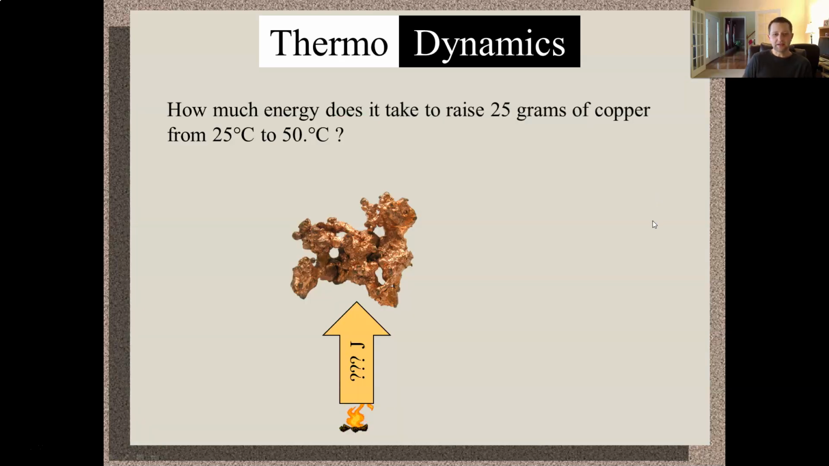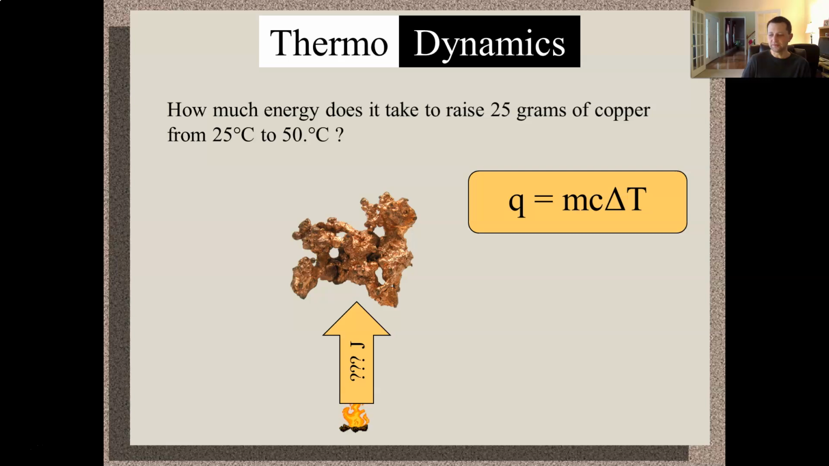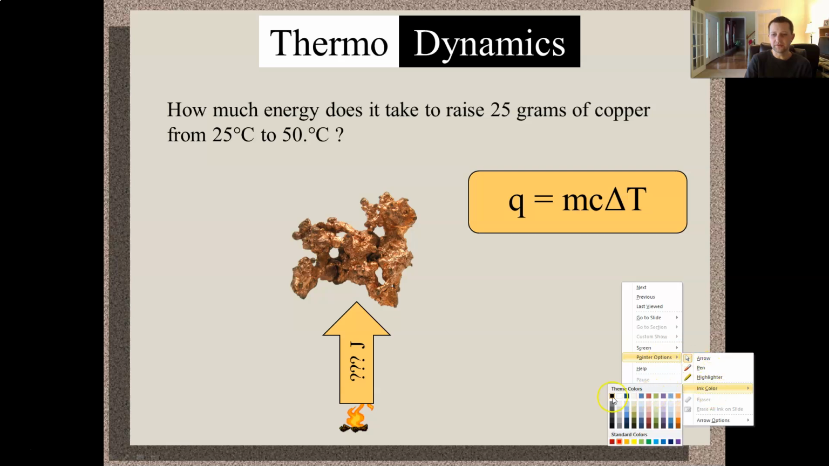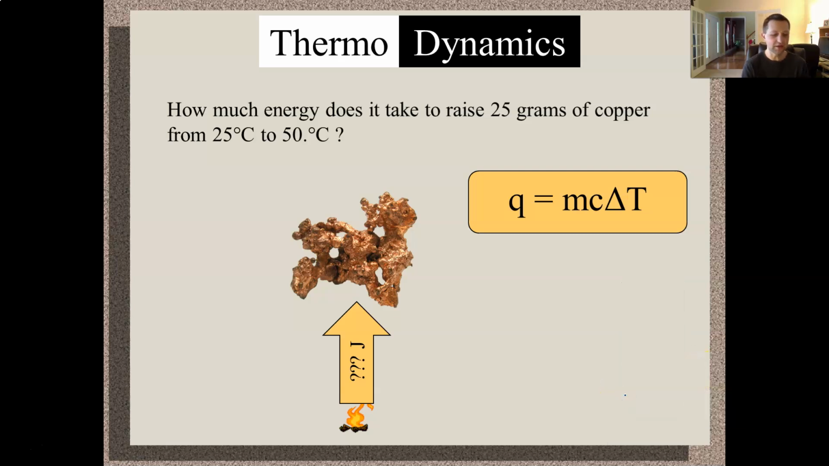So let's do a practice calculation here. We have a 25 gram sample of copper. We're going to heat that up from 25 Celsius to 50 Celsius. How much energy does that take? We're going to introduce a new formula for you here, so make sure you write down what these different variables mean. Q stands for energy or heat. All right, so let's make sure we write that in there. So Q is energy or heat.